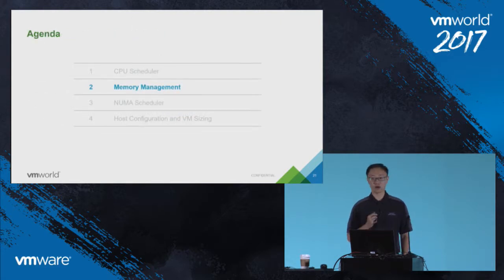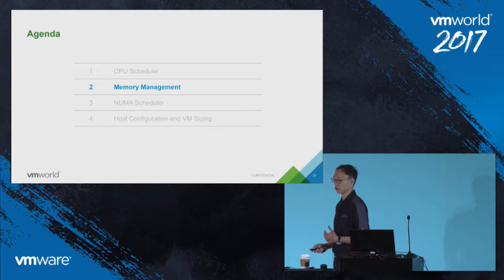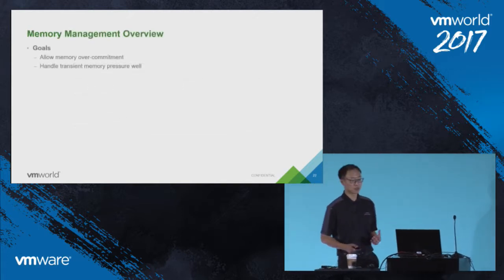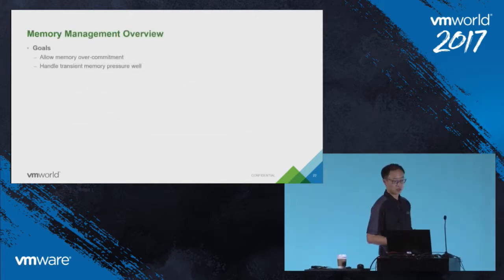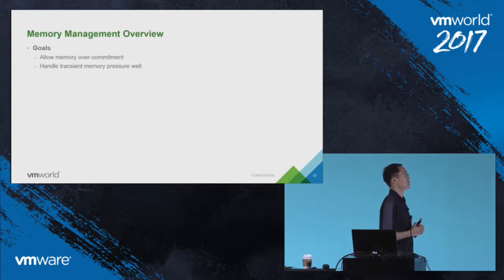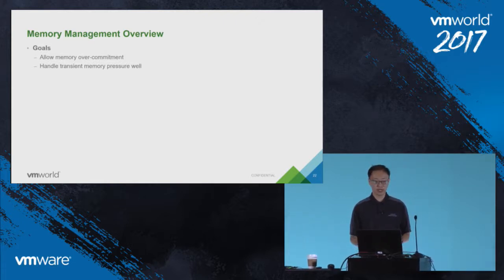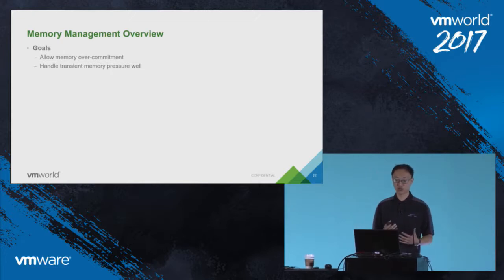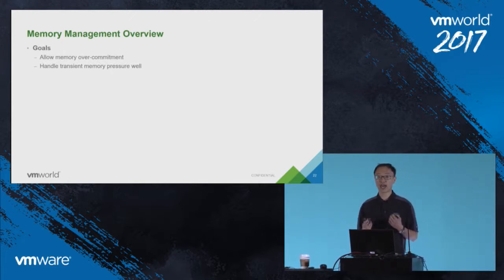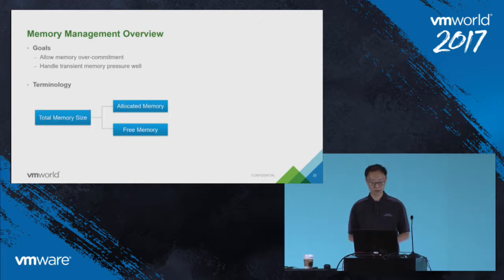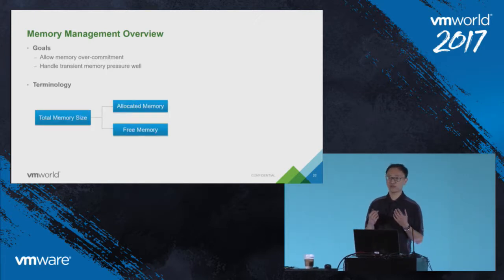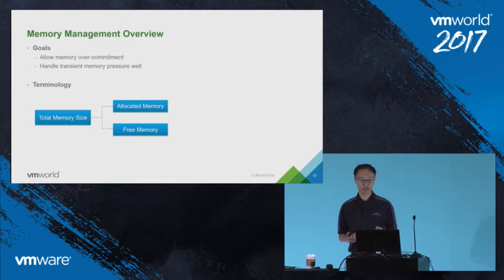So these are all about the CPU scheduler. Let's switch topic and talk about memory, which is a more interesting topic, because it's less flexible. The goal of memory management is that we want to allow memory overcommitment by allowing a VM to have more provisioned or configured memory than the host size. At the same time, we want to hide or handle the transient memory pressure so that the application doesn't see this.